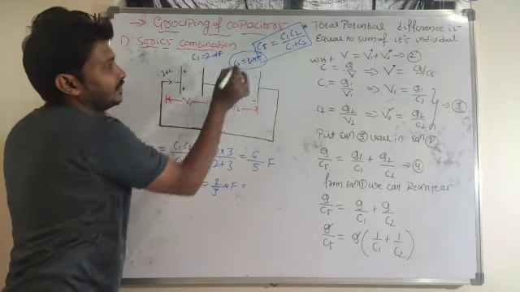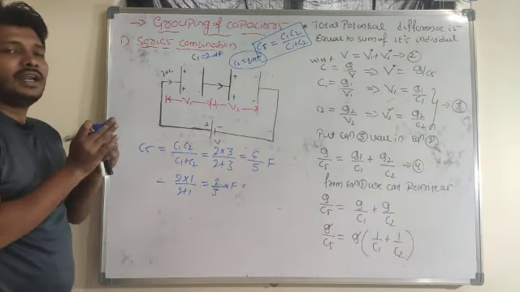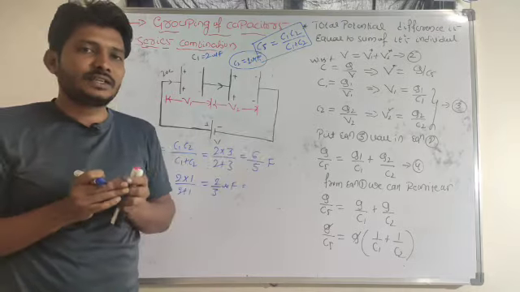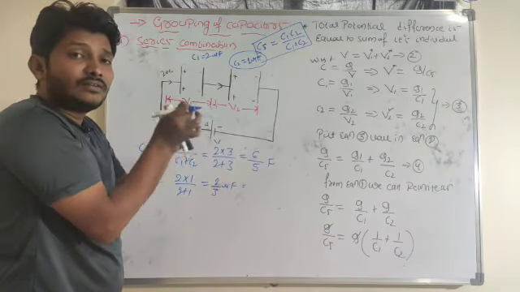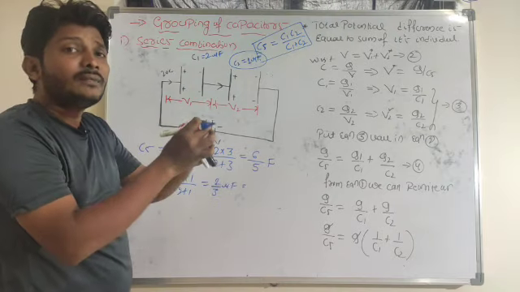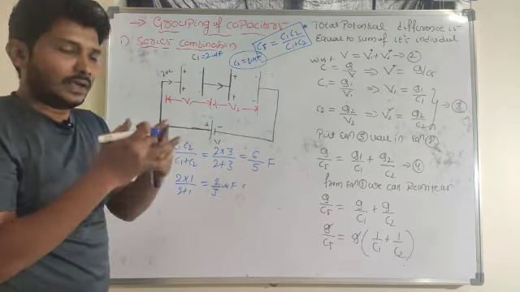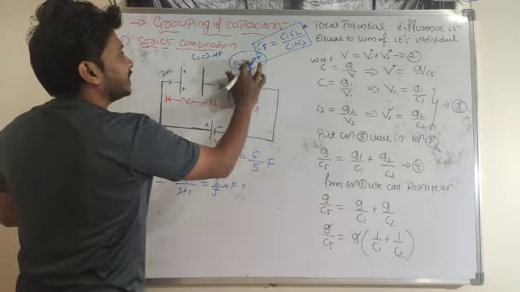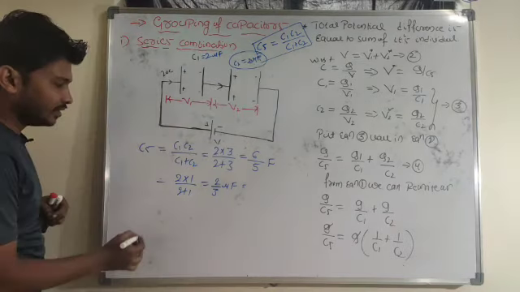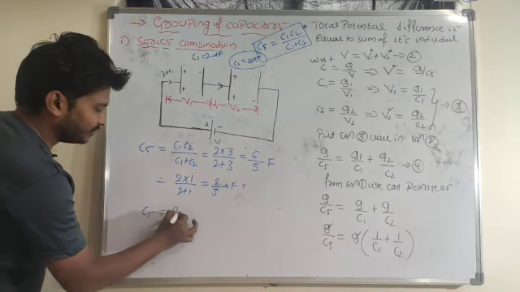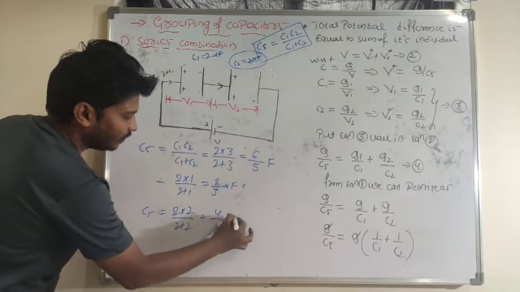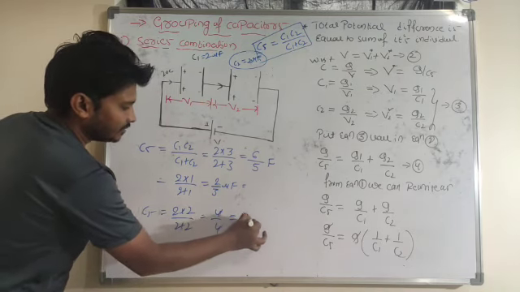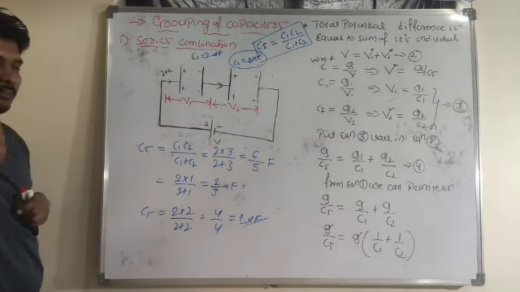So in case of series combination, if you connect two or more capacitors in series combination, effective capacitance value is always less than the individual, or it is equal to the individual value. Sometimes if you consider the same capacitance value here, 2 microfarad and 2 microfarad each, 2 into 2 divided by 2 plus 2, 4 by 4.